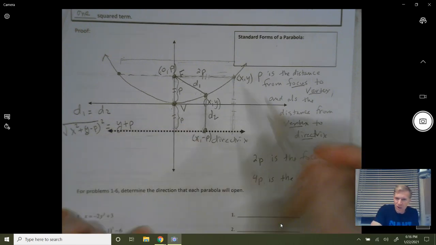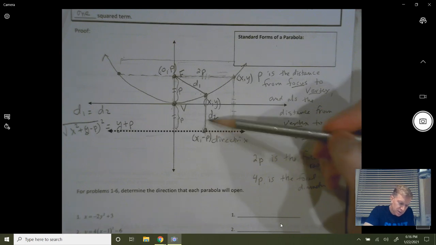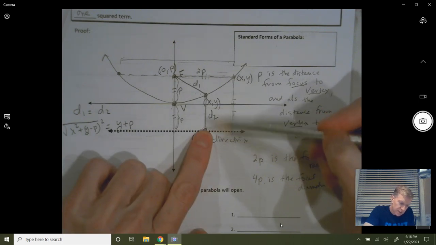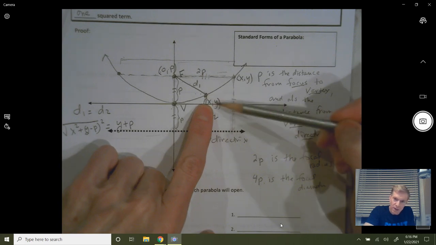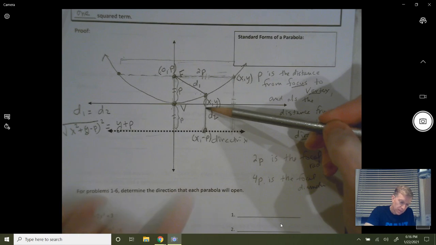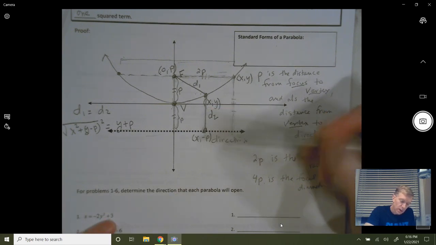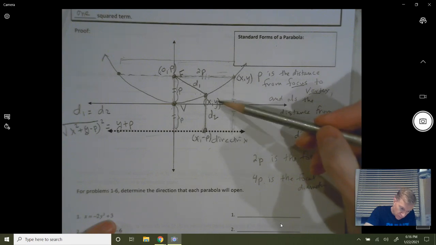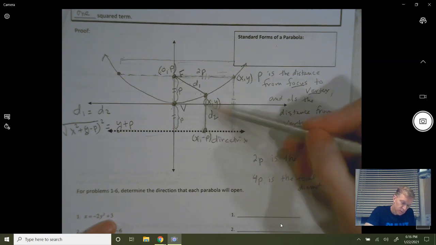Now, you notice you don't have to do a distance formula here. You're just finding this distance. And this distance from here to here is p. And this distance from here to here is our y value. So this distance should be the y value plus p. Okay, you could use the distance formula. The x's would go away. You'd get the square root of y1 minus y2 squared plus x1 minus x2 squared.